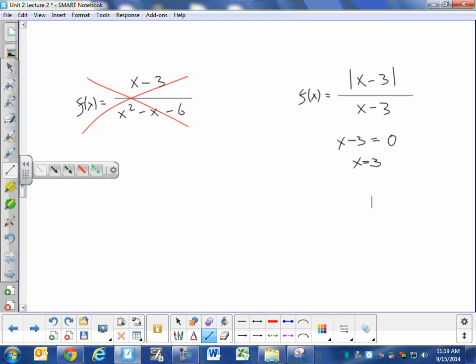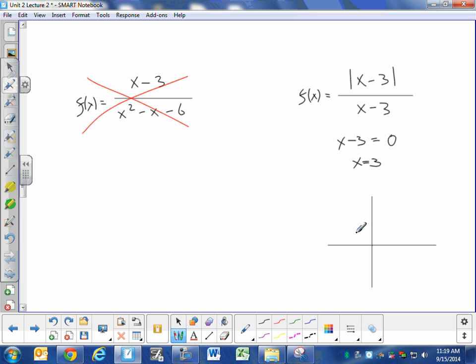On the left, it's non-removable because on the left side of the graph, less than 3, it'll be equal to -1, because the bottom will be negative, but the top will always be positive. And it'll be +1 on the right, because your top and bottom are both positive.